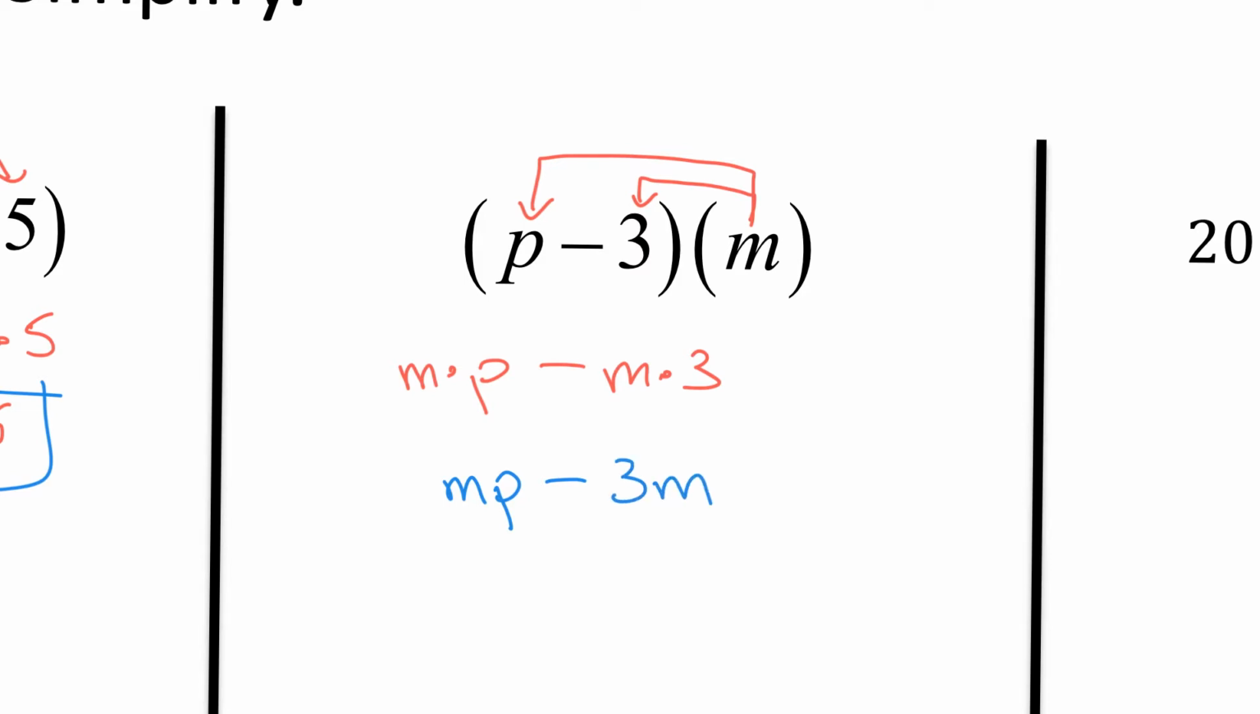Just like that. Now you check like terms. These two are not like terms because this m has a p and this m has a 3, so they're not the same terms, not like terms. So that is my answer.